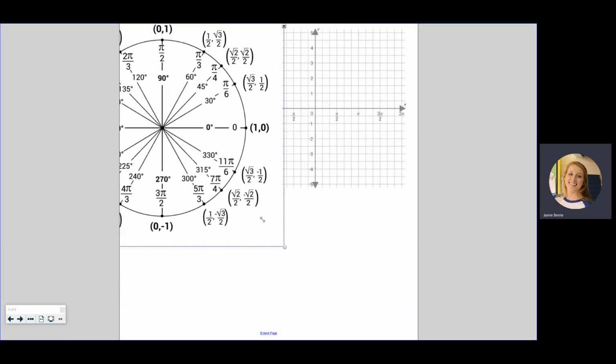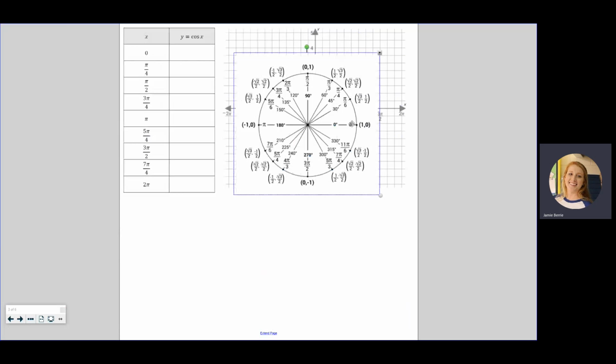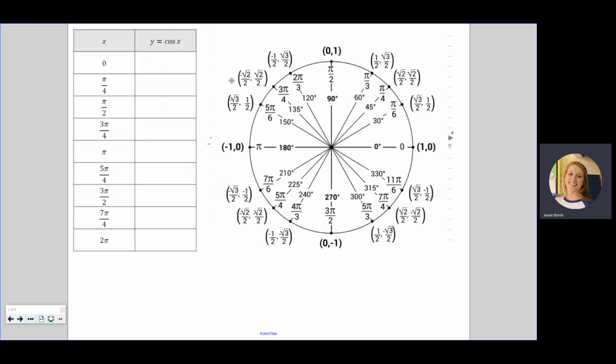Okay, so I'm just going to put this here while I fill in my table. Y equals cosine of x this time. So cosine represents the x values, or the x coordinates, on my unit circle. So the x coordinate at 0 would be 1. Pi over 4, square root of 2 over 2, that's 0.707. Pi over 2, x value is 0. 3 pi over 4, negative 0.707. At pi, my x value is -1. 5 pi over 4, x value is negative 0.707. 7 pi over 4, x value is square root of 2 over 2, which is 0.707 approximately.